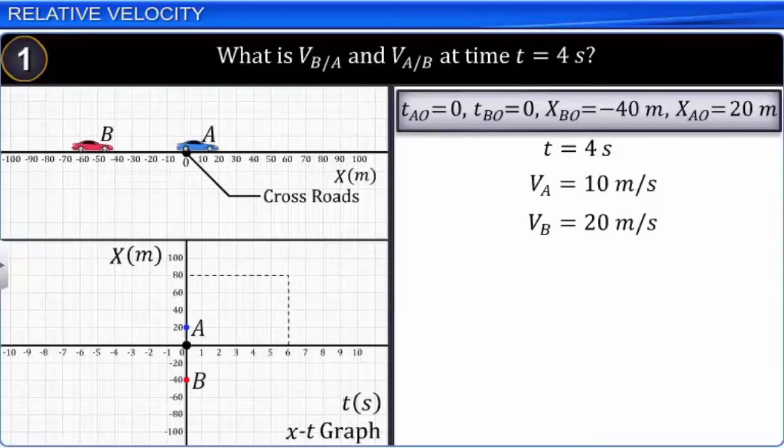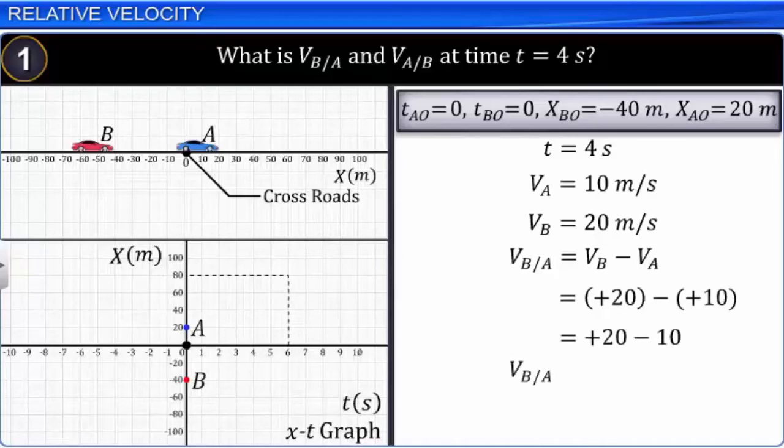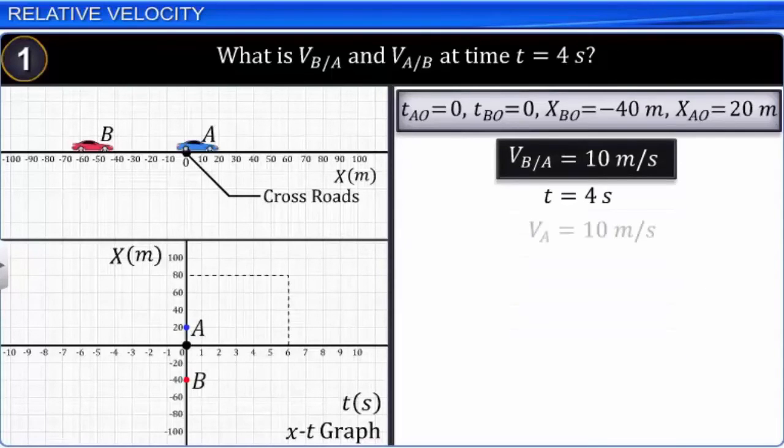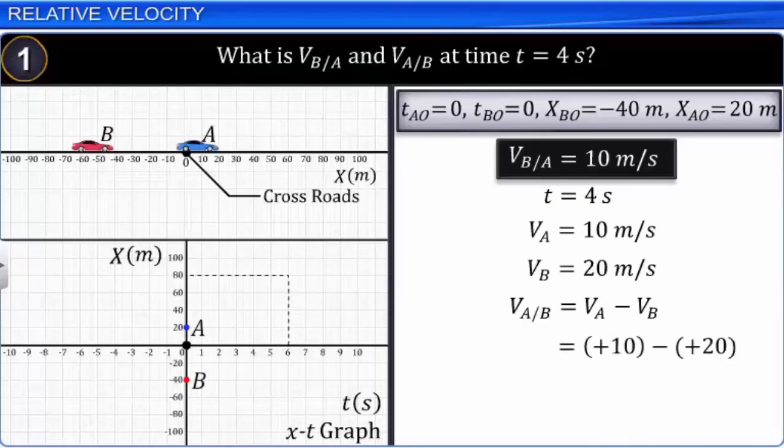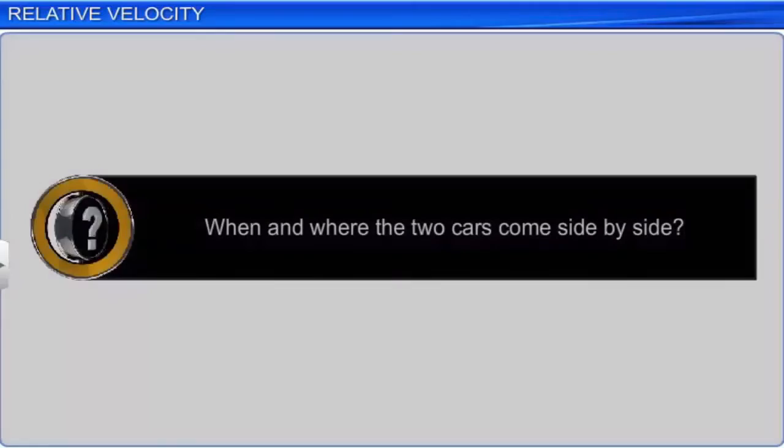Here, VB by A is equal to VB minus VA. On substituting and simplifying, we get VB by A equal to plus 10 meters per second. Calculating the value of VA by B, it is equal to VA minus VB. On substituting and simplifying, we get VA by B equal to minus 10 meters per second. 2. When and where the two cars come side by side?